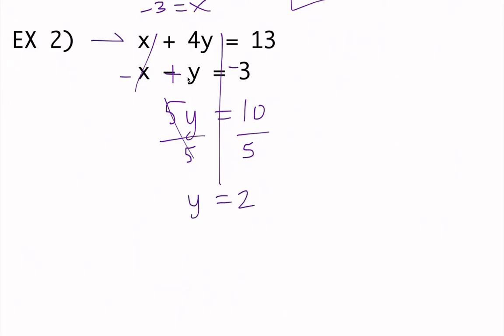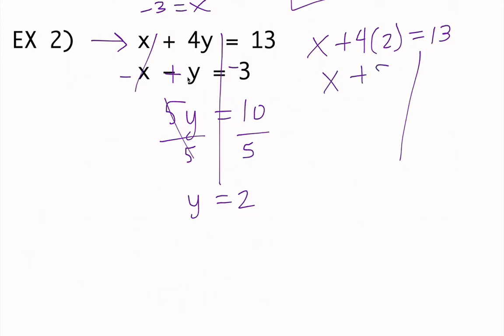So now I'm going to go back to the first equation, take out y and replace it with 2. So x plus 4, replace y with 2, is equal to 13. Now I can solve for x. So 4 times 2 is 8. Get rid of that 8 by taking away 8 from both sides. So now I know x is equal to 5. So the point at which they would intersect is the point 5, 2.